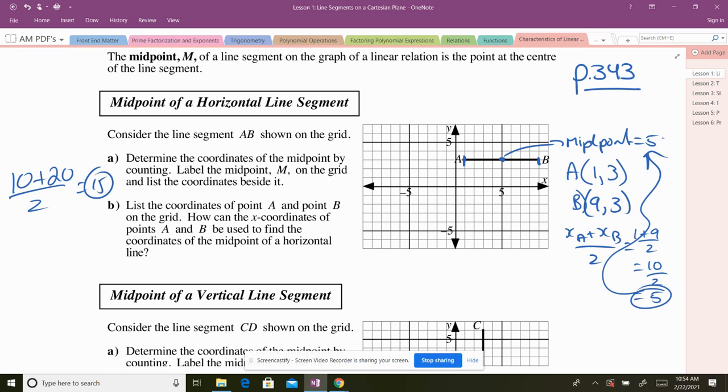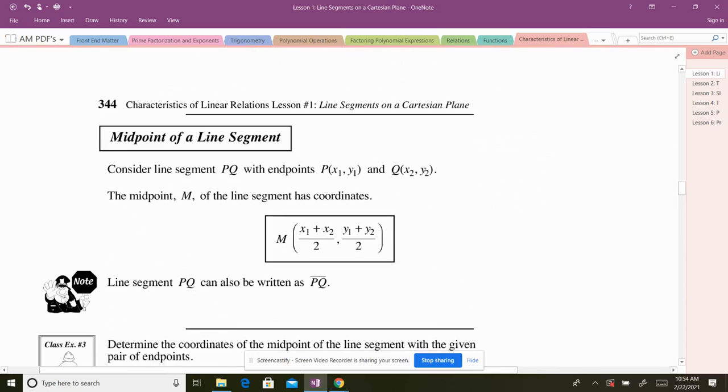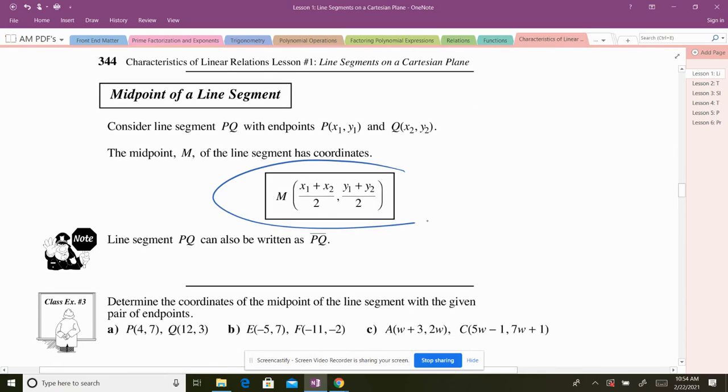So if we skip to the next page, this is all you need to know. Well, you don't even need to know it because the formula is given to you. Capital M means midpoint. And notice there's one trick to this. It's not even really a trick. They are written as an XY pair. That's why there's a comma there. Because it's the midpoint of the line, it has an X coordinate and a Y coordinate.